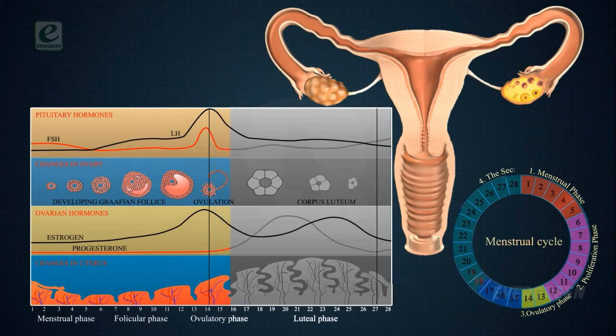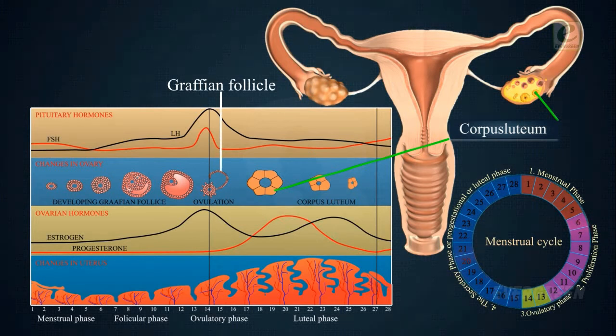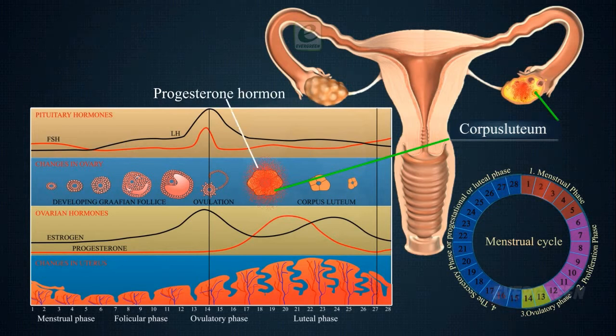The secretory phase or progestational or luteal phase. This phase commences usually on the 15th day of the cycle. In this phase, corpus luteum develops from the residual cells of Graafian follicle after ovulation. The corpus luteum secretes progesterone hormone. If pregnancy occurs, corpus luteum grows further.